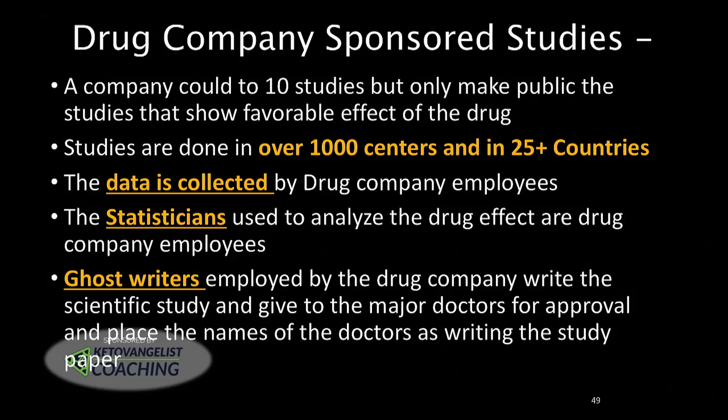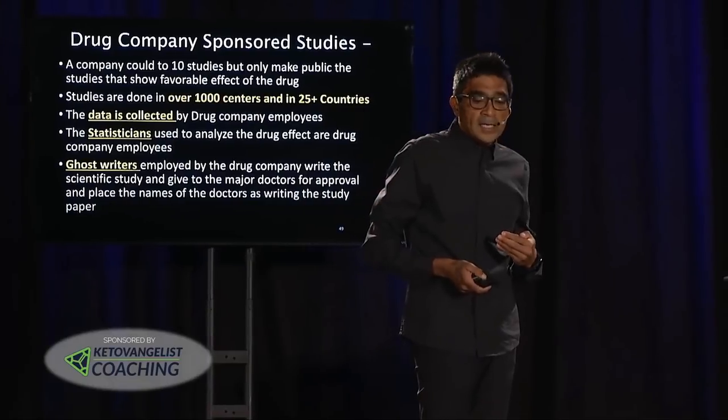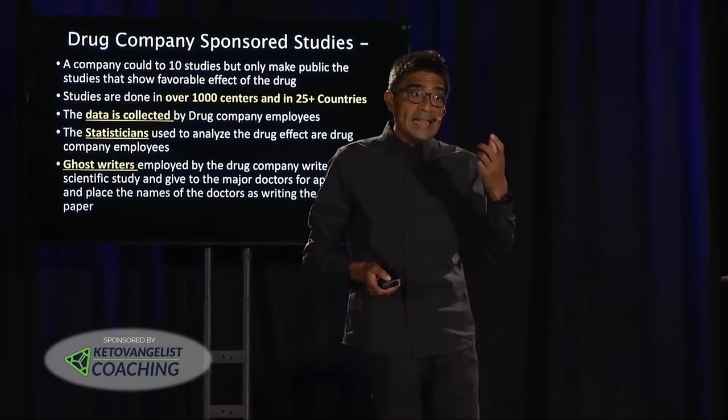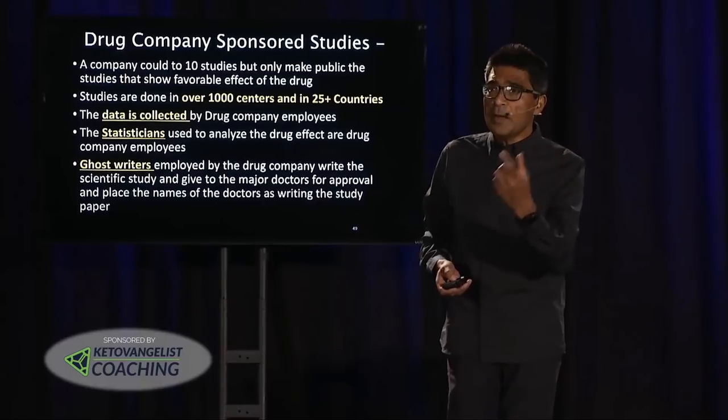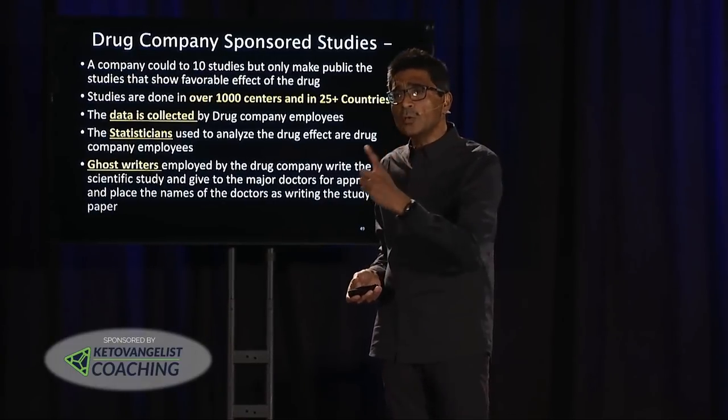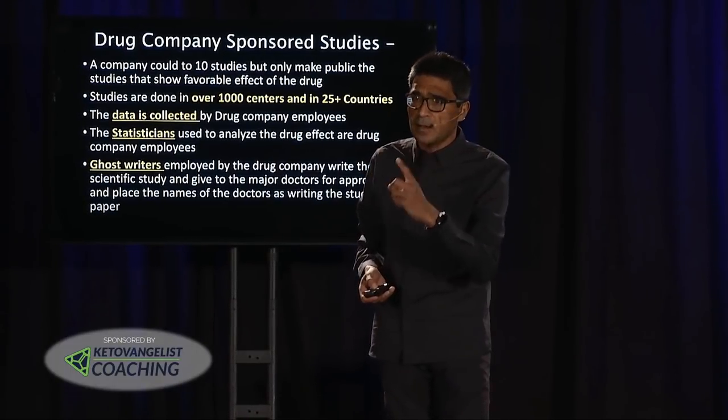So, drug company sponsored studies. There are a lot of studies that tell you cholesterol reducing drugs, statins, are very good, that about 50% of American adults should be on it. But a drug company can do 10 studies and only show you the ones that have a favorable effect of the drug. They don't have to show you all 10, they can just show you one. Studies are done in about 1,000 centers in 25 different countries. And who is gathering the information? It is the drug companies.